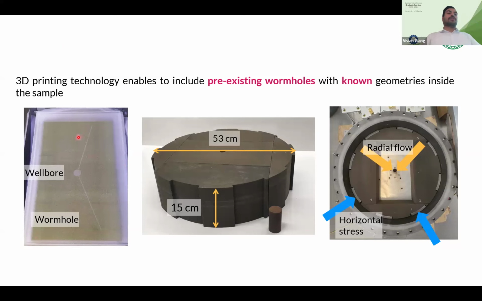So let me show you here something important. When we were printing, this was key because here you can see the space of clean sand that is dedicated to those wormholes, right? So here you have the space for the wellbore, and here you have the space for the wormholes. This is just an example.